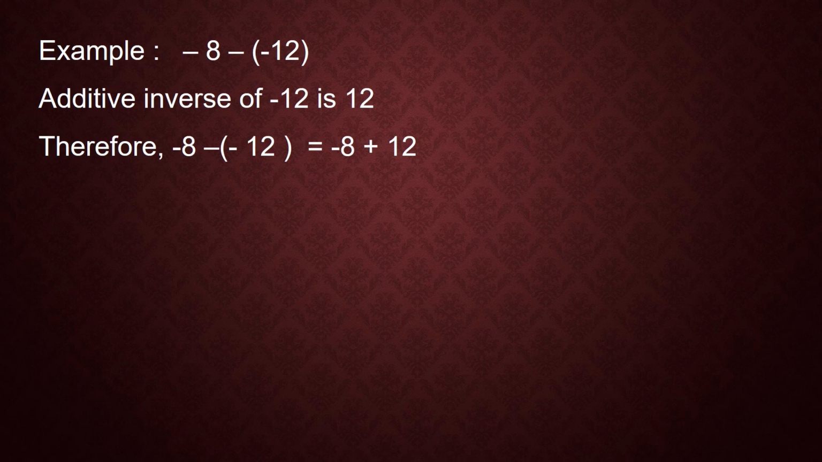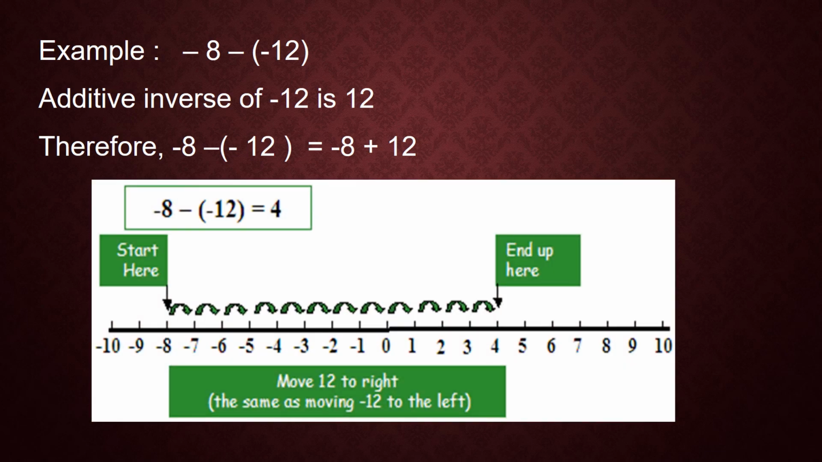Now the representation on the number line. Locate minus 8 on the number line. We have to add positive integer 12. So we take 12 jumps towards right and we reach at 4. Therefore, minus 8 minus minus 12 in the bracket is equal to 4.